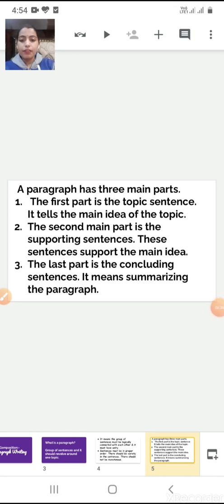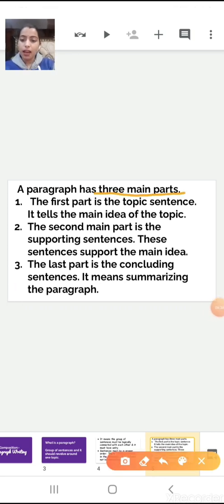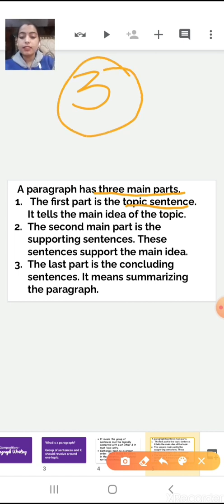Now a paragraph has three main parts. The first part is the topic sentence. It tells us the main idea of the topic.